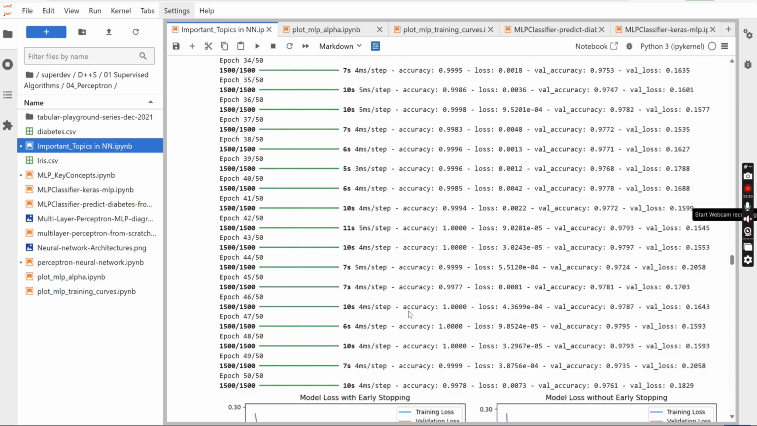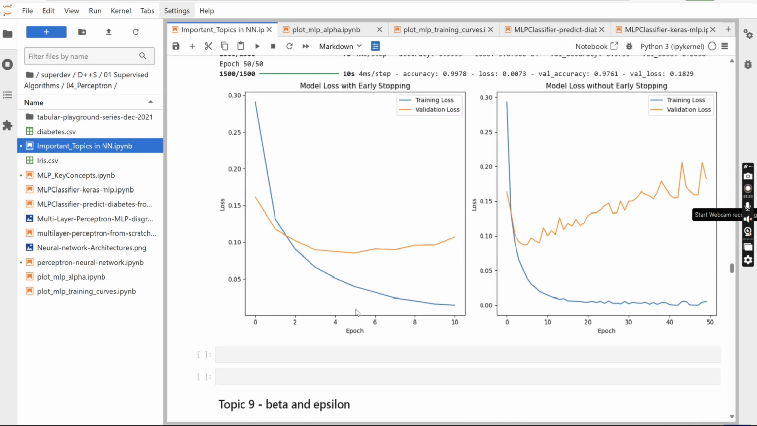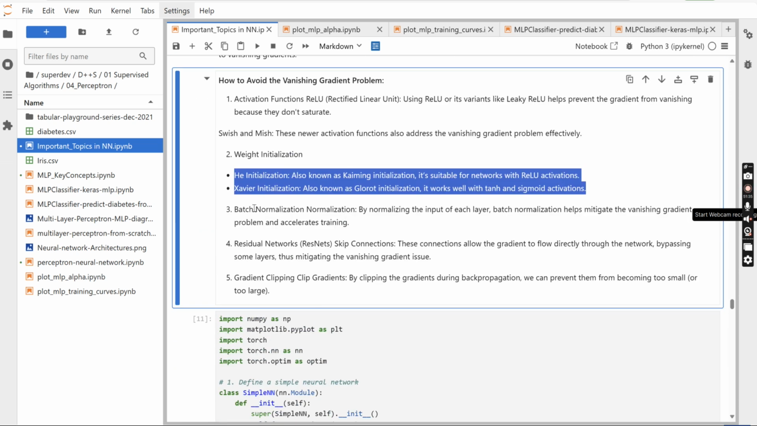You have to solve it. Otherwise, what will happen? The model won't generalize. The model won't work properly.